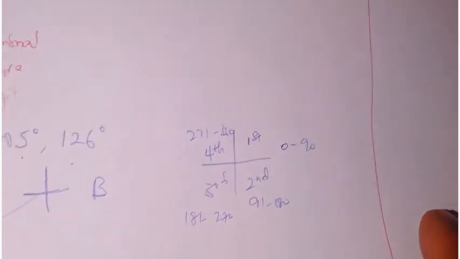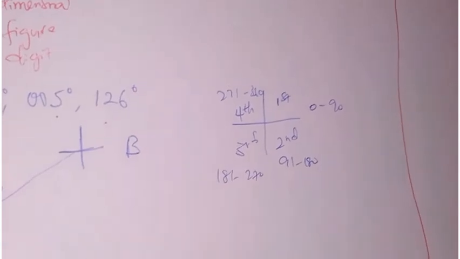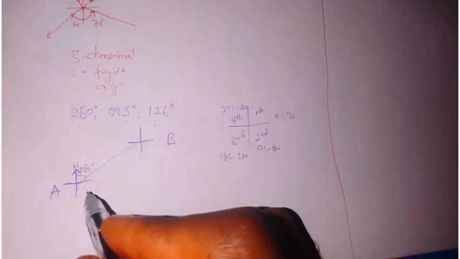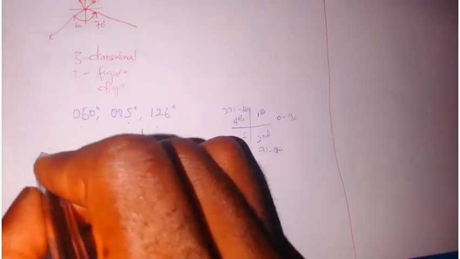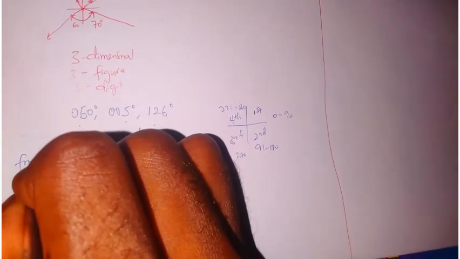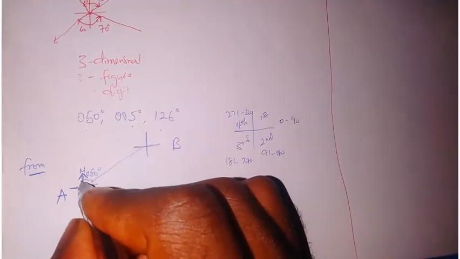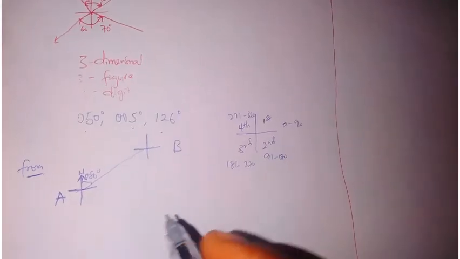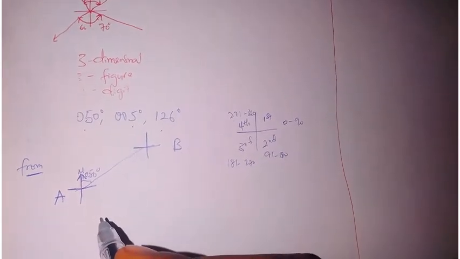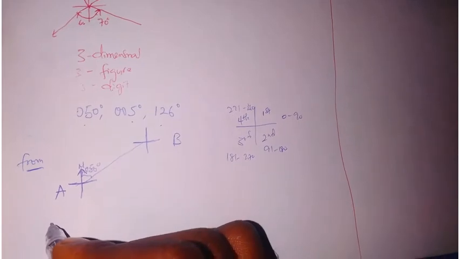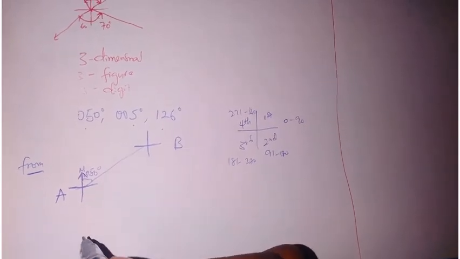So in three-figure bearing, we're looking at where you see from to know the first cardinal point to draw. So if I say A is on a bearing of 160 degrees from B, A is on a bearing of 160 degrees from B.